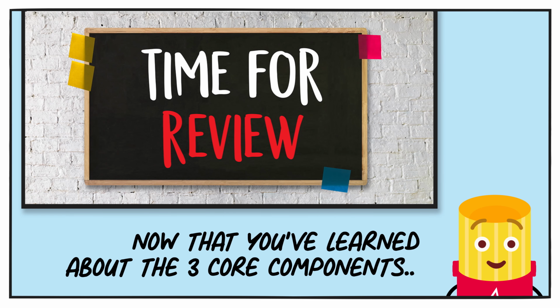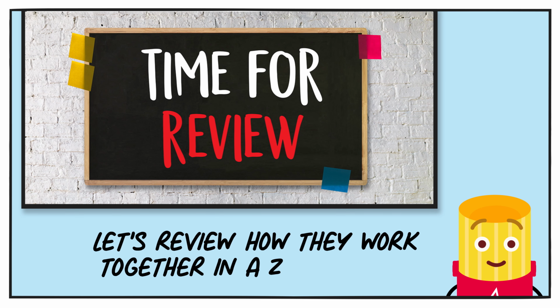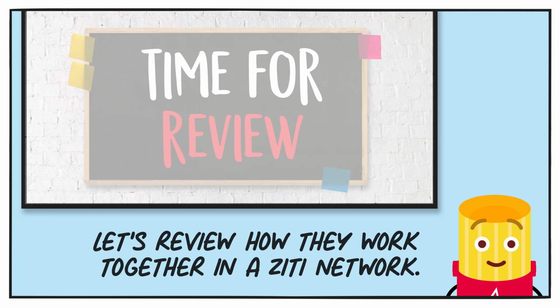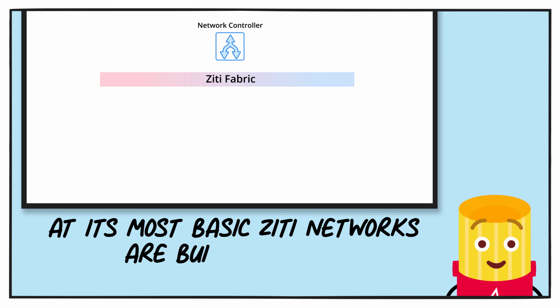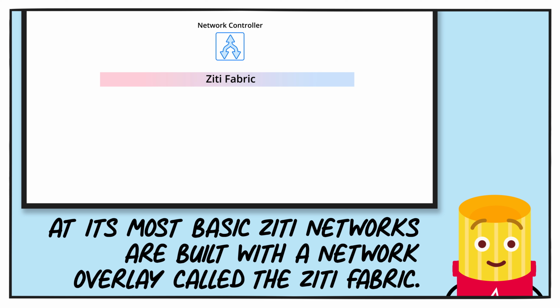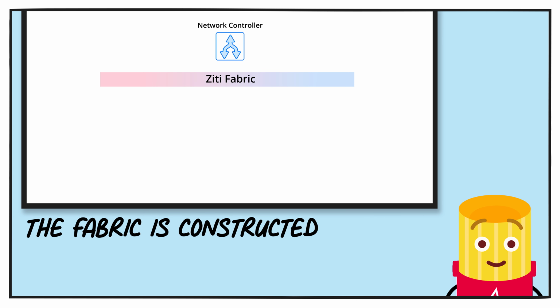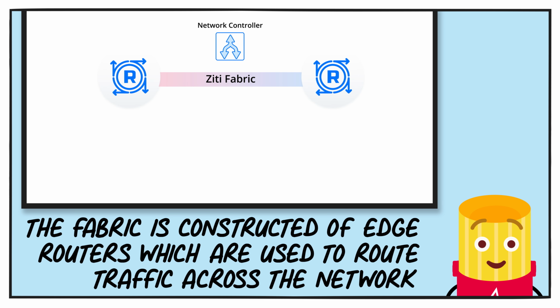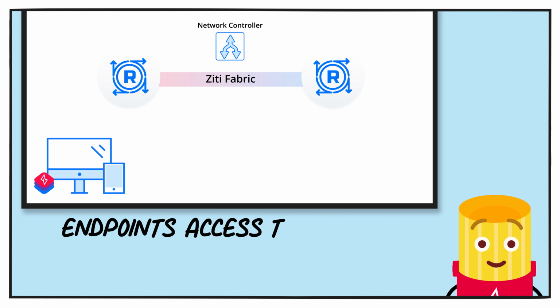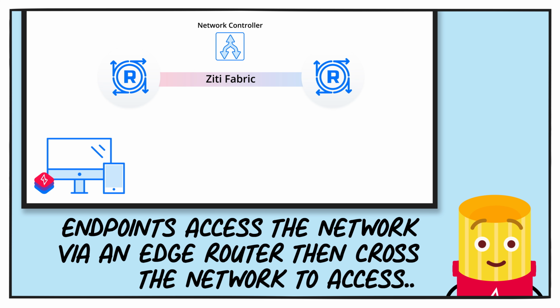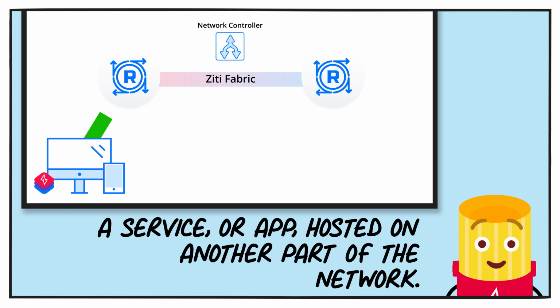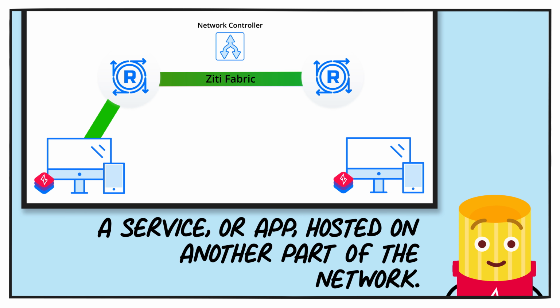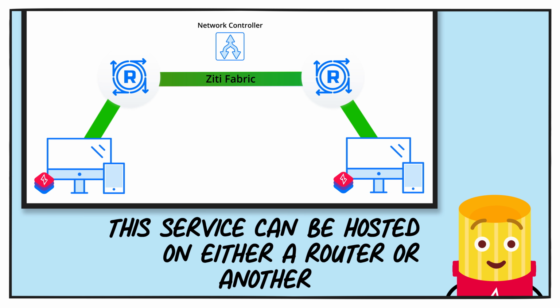Now that you've learned about the three core components, let's review how they work together in a Ziti network. At its most basic, Ziti networks are built with a network overlay called the Ziti fabric. The fabric is constructed of edge routers which are used to route traffic across the network. Endpoints access the network via an edge router, then cross the network to access a service or app hosted on another part of the network. This service can be hosted on either a router or another endpoint.